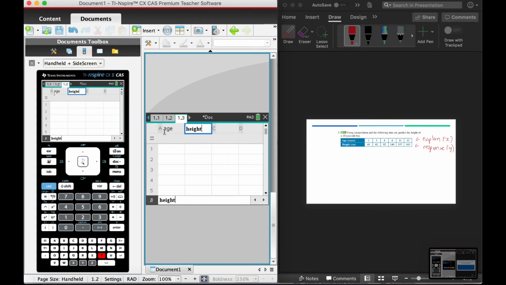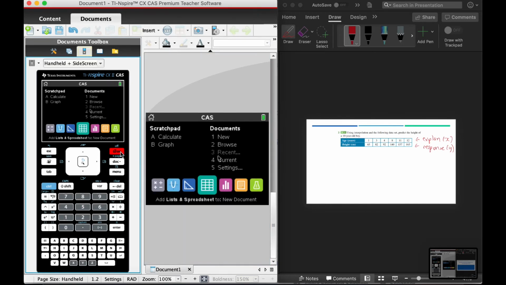See how it's bolded? I have to either close all the other tabs or rename this something different. I'm just going to rename this because I'm lazy. So I'm going to say heights in this case over here. So I'll put 1, 3, 4, 8, 11, 12. Put all the heights in. So that's going to be 65, 82, 92, 140, 157, and 165.